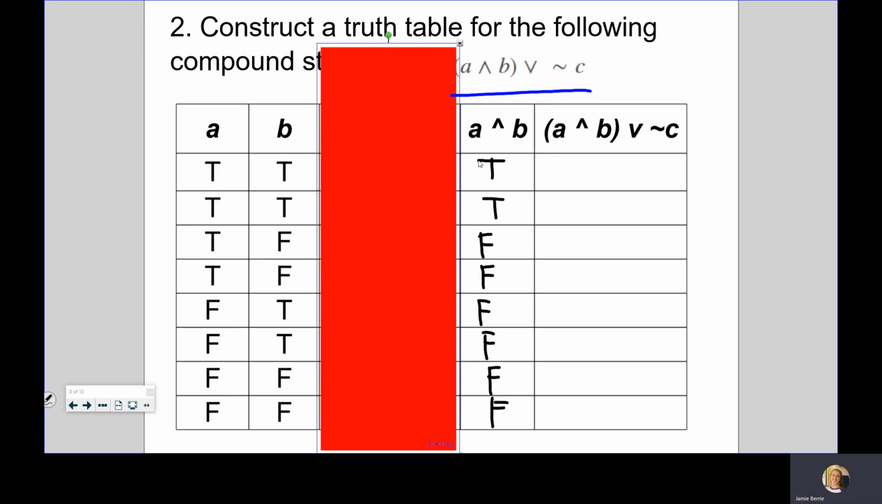So I used to teach this where we would look at each row and say TF, and then go over here and be like, okay, TF is F. But if you do it this way, it's much faster.